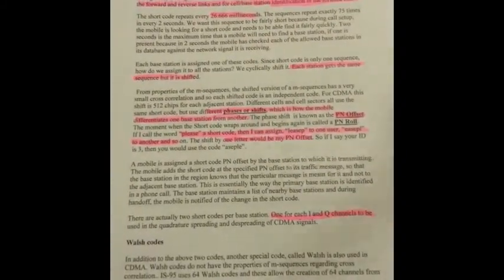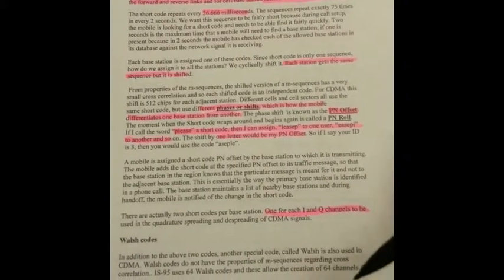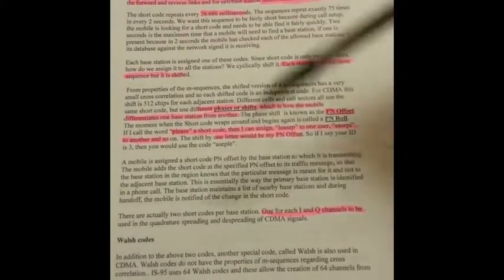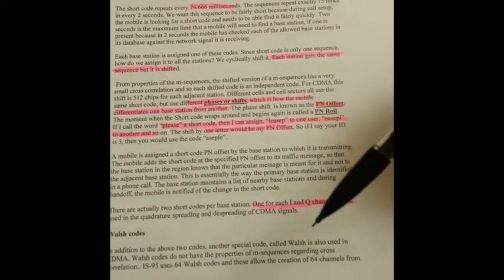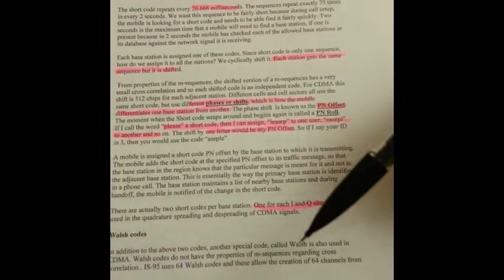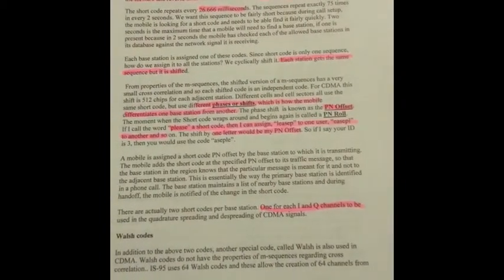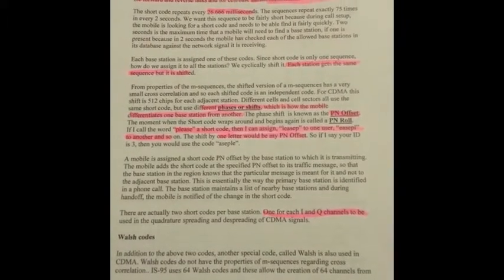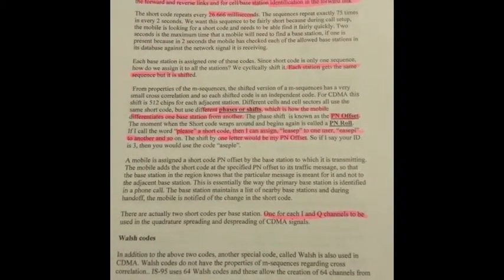The code they mention here under short code is the Walsh codes, and these allow the creation of multiple channels. So 64 Walsh codes could create 64 channels. And the Walsh codes are orthogonal to each other.